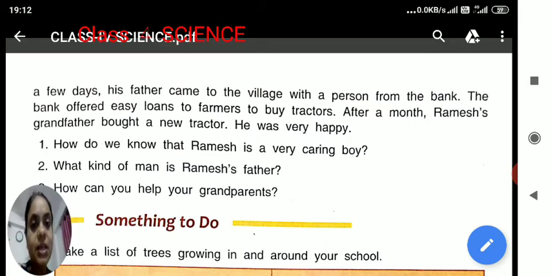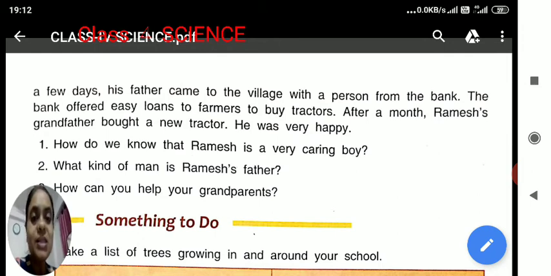Now the last question is, how can you help your grandparents? Children, all of you have grandparents at your home. Yes, and they love you too much, and they are also cared for by you. Children, they need respect and care, and you must respect your grandparents. Many of the children used to avoid their grandparents. They do not listen to them. That is very bad. If you have grandparents, you are very lucky. If you have Nana, Nani, Dada, Dadi at your home, they love you a lot and they are always ready to do something for you.